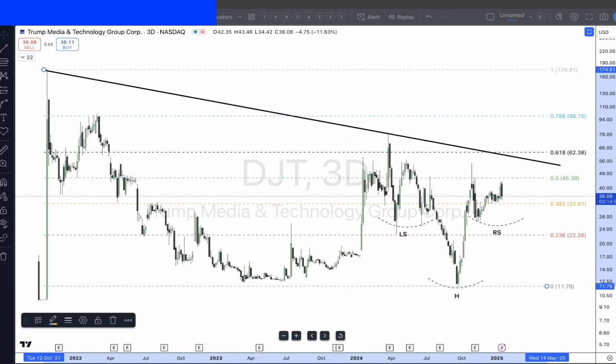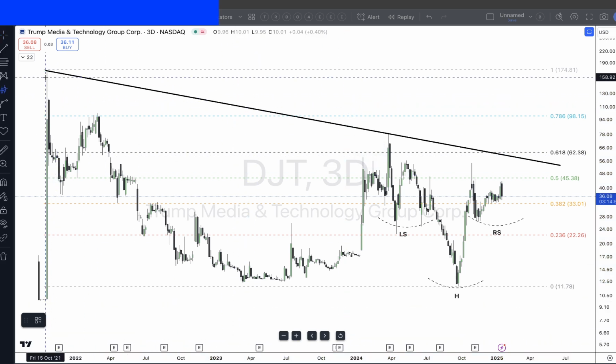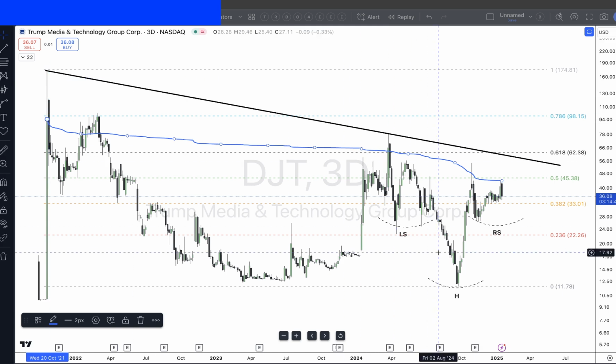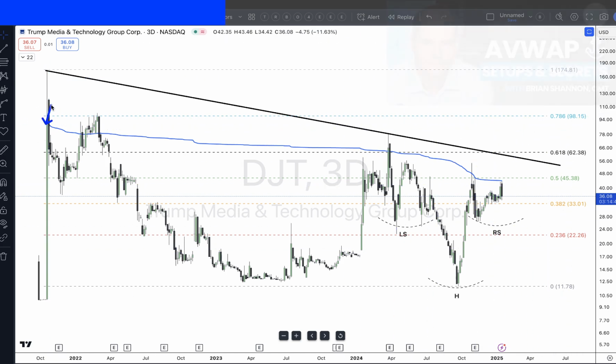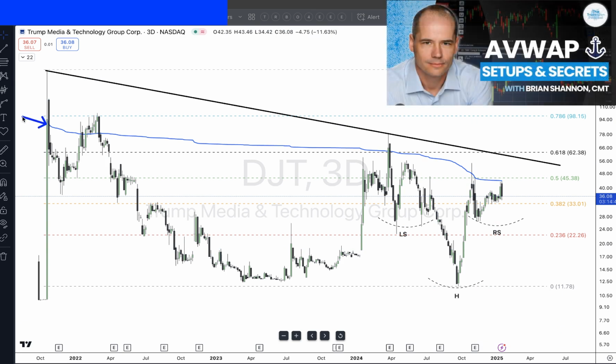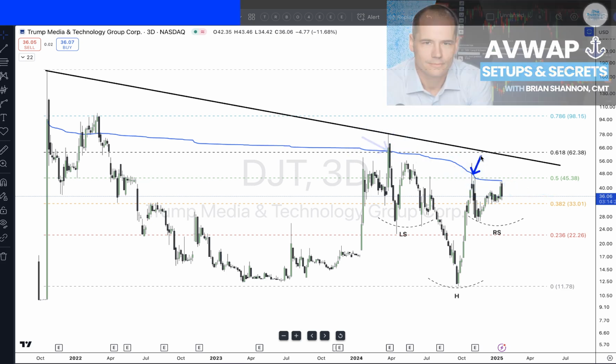But now let's do this. Let's anchor a VWAP. This is awesome, you're going to love this. The anchored VWAPs, Brian Shannon, chartered market technician, really put these back on the map. You can see right here, price got hung up and rejected at the VWAP. It also happened right here. We had a false breakout and got kicked back. And we had another one right here.